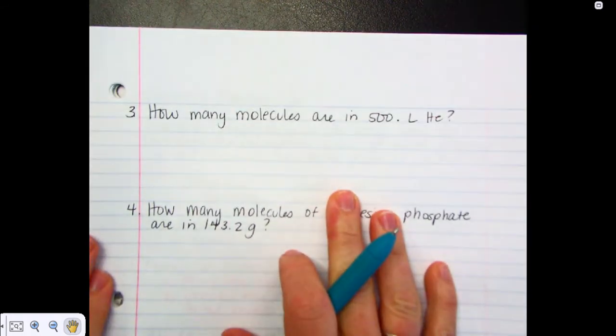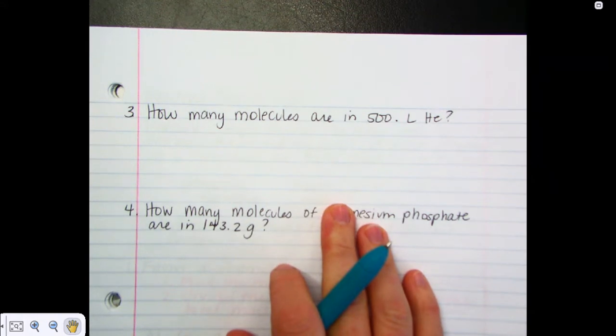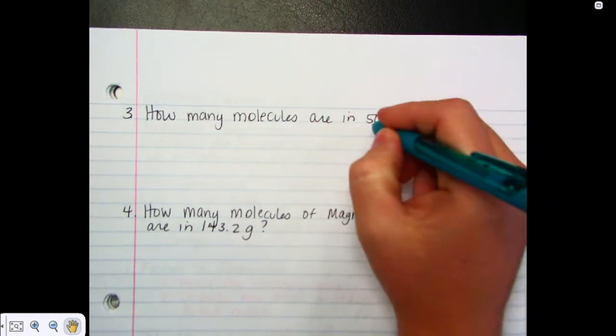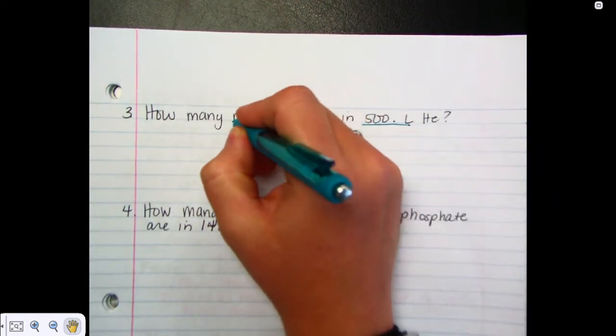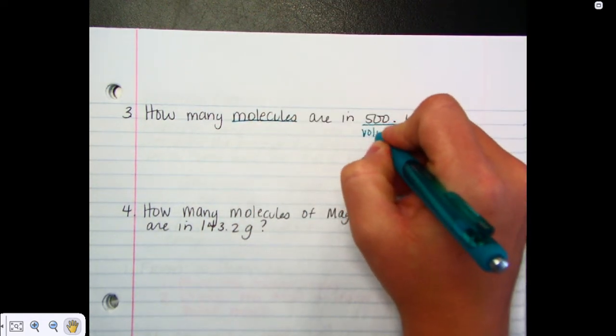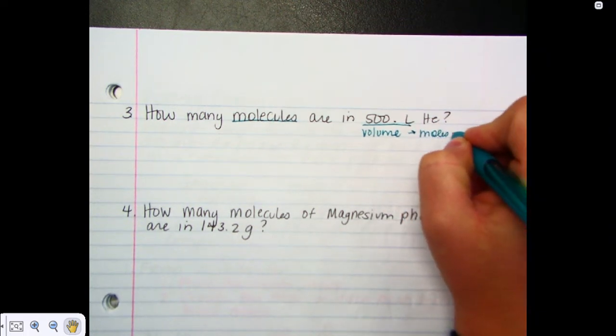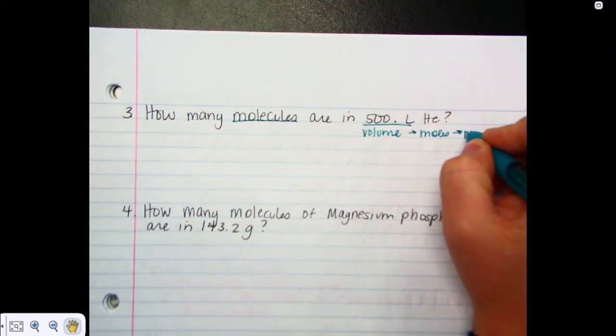Number 3, how many molecules are in 500 liters of He? So I'm in liters, I'm being asked for molecules. So let's map this out. This is volume to moles to molecules, so particles.